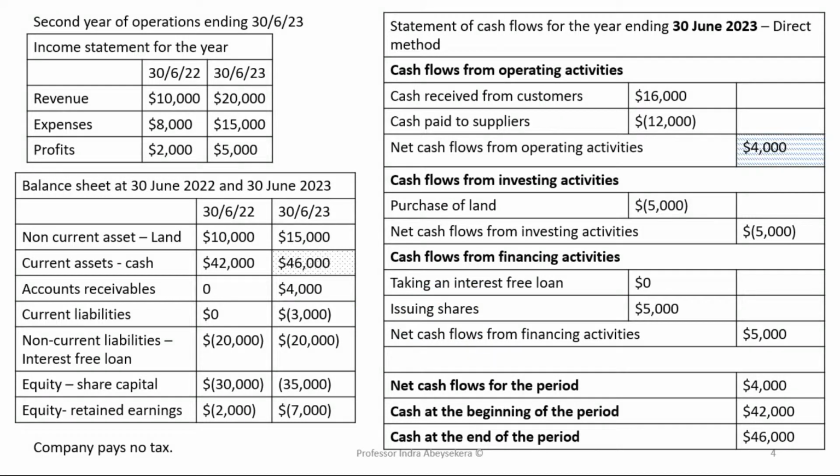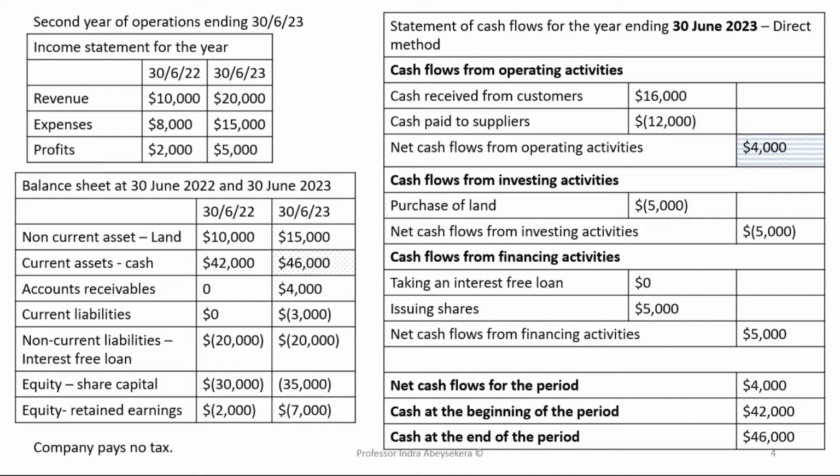Non-current liabilities, the interest-free loan, has not changed, it remains the same, and the equity share capital has increased with a further issue of 5,000, and has increased to 35,000. Retained earnings are equal to 7,000. That's from the previous year's 2,000 retained earnings and the current year's profit of 5,000, that adds up to 7,000.